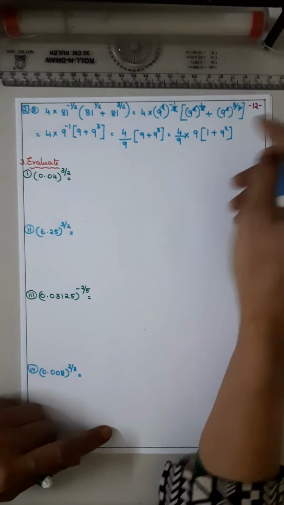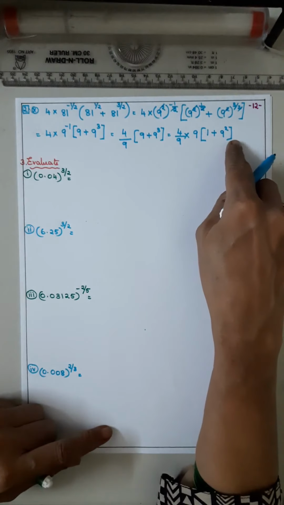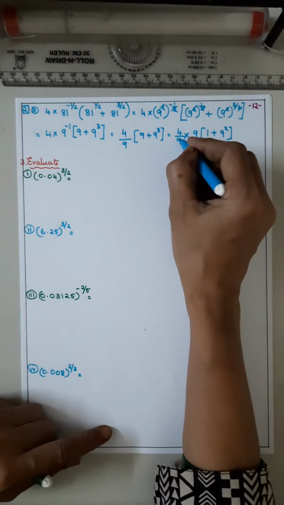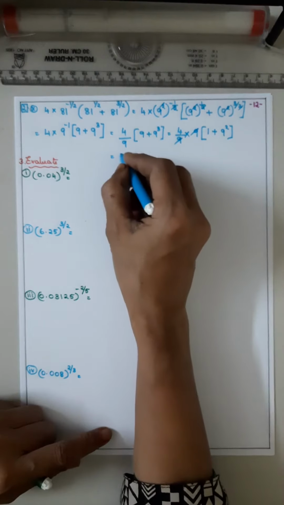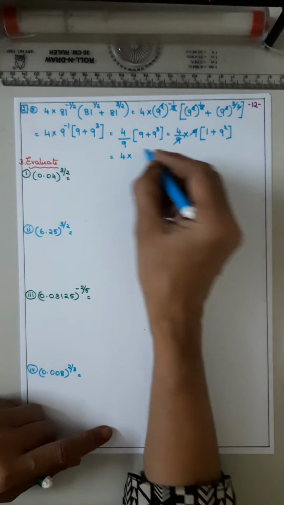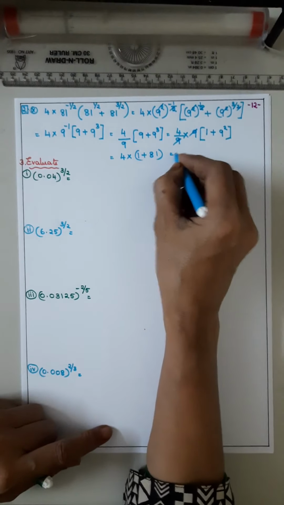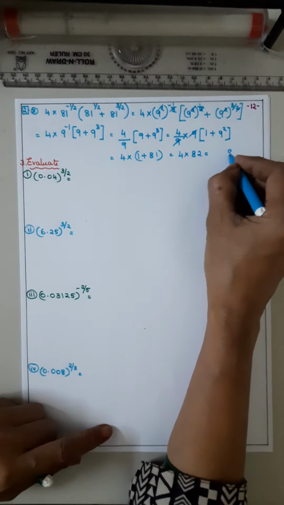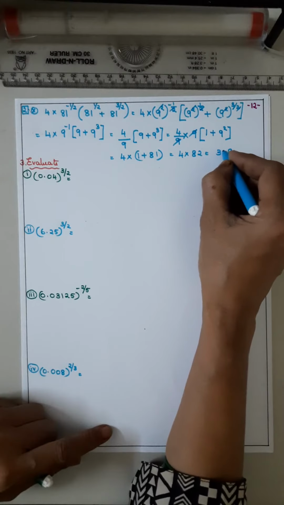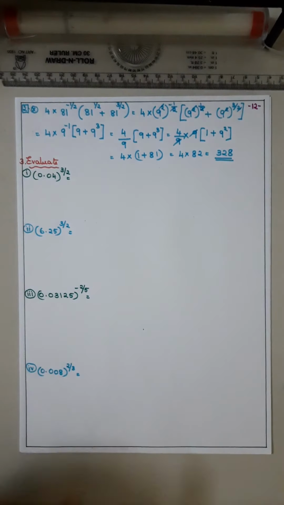समझ में आ गए? सो एक 9 को बाहर लिया है तो 2 9 बचेगा. अभी ये 9 कैंसिल हो गया. अभी आया 4 into 1 plus 9 9s are 81. That is 4 into 82. 4 2s are 8. 4 8s are 32. Is it clear? So it is 9th and 10th sums are little bit tough.